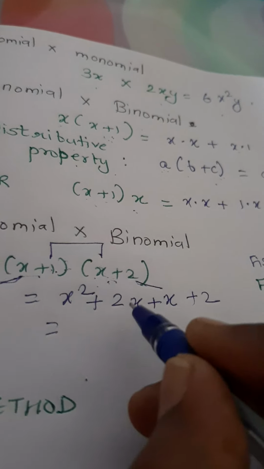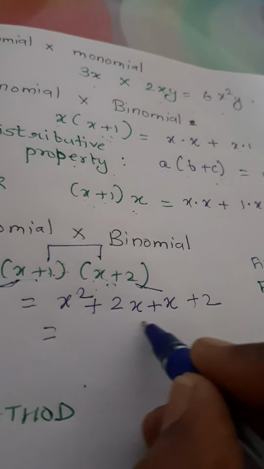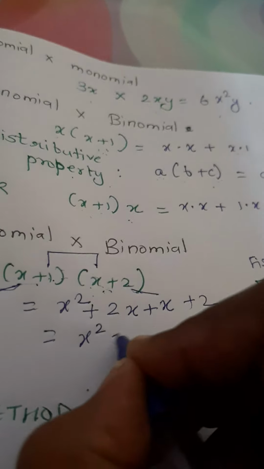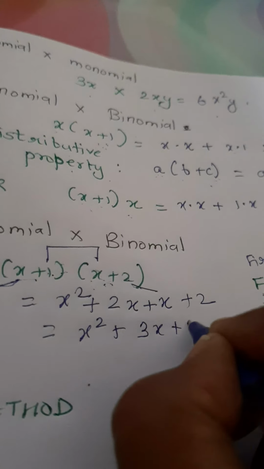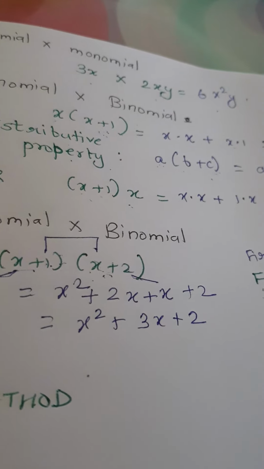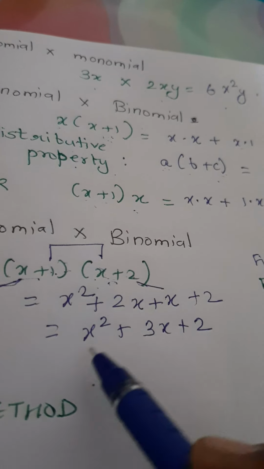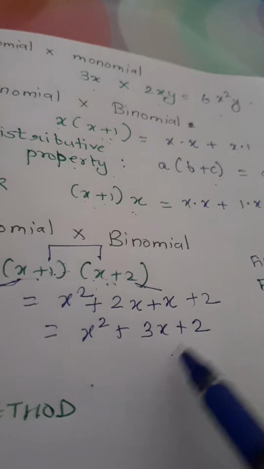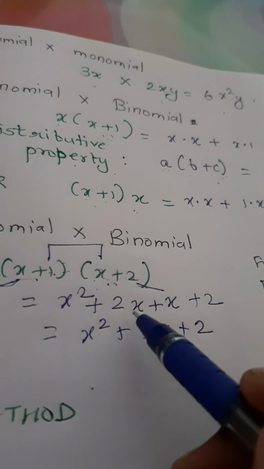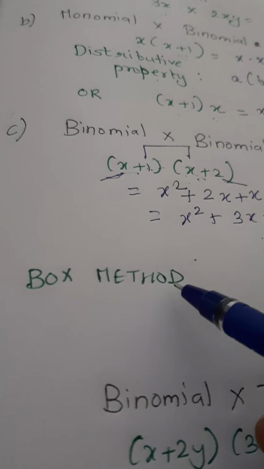Now, can this be further simplified? Yes, we have like terms here. So you will get x square plus 3x plus 2. Okay, so x plus 1 and x plus 2 are the factors of x square plus 3x plus 2. Now for the same multiplication, there is another method called the box method.